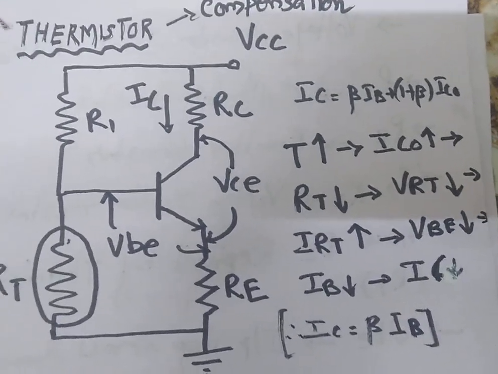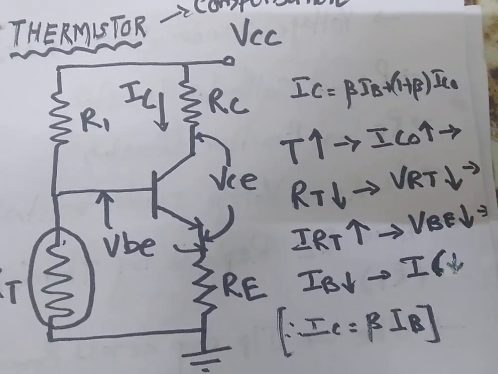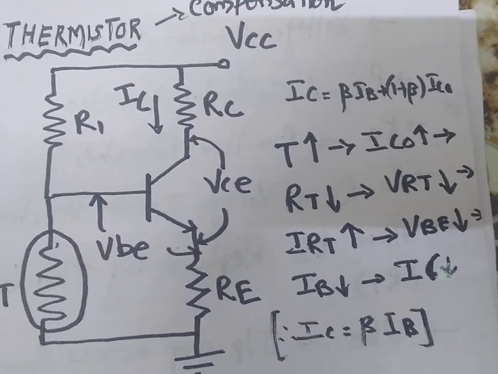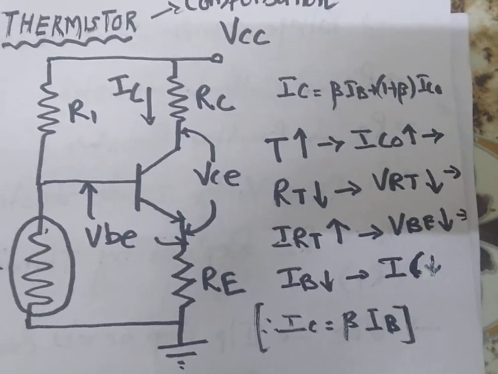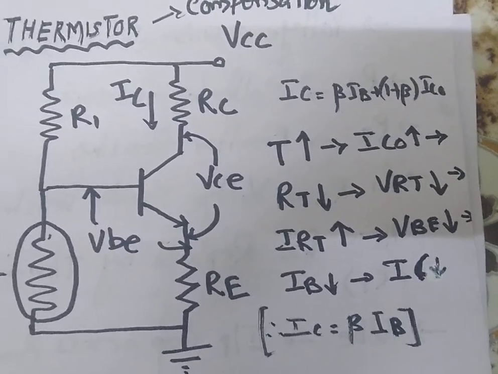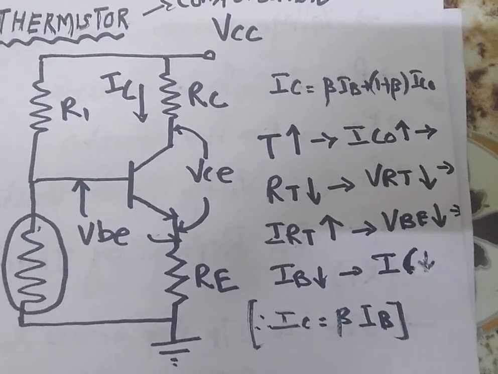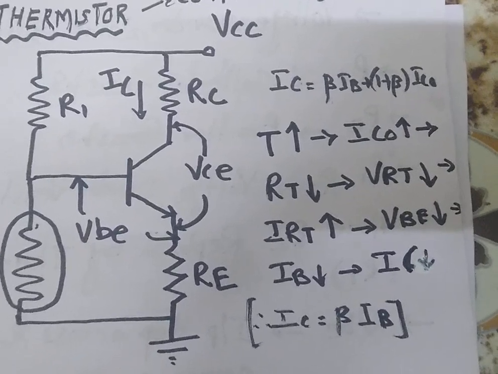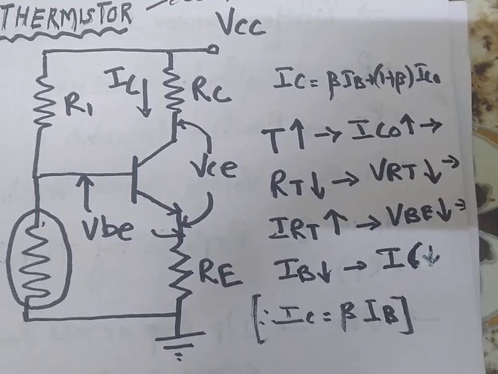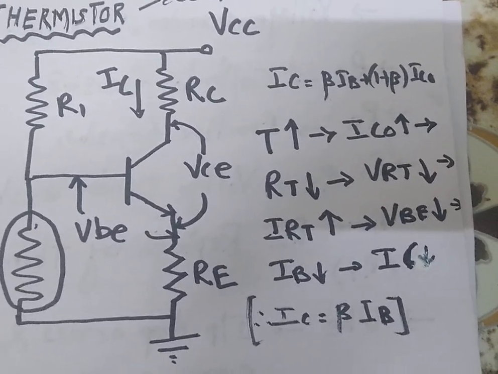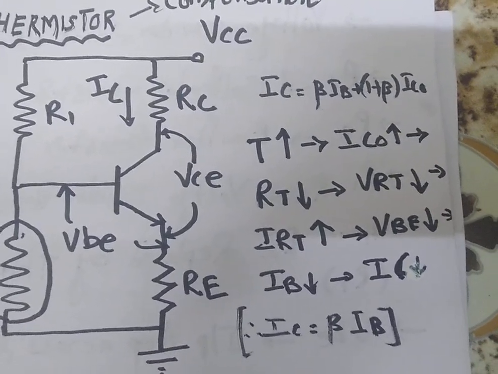Normally, a thermistor is a thermal resistor, which means the resistance of this thermistor depends upon the temperature. The thermistor is a negative temperature coefficient device. What is negative temperature coefficient? If there are two quantities and one is increasing and the other is also increasing, that is called a positive temperature coefficient. If one is increasing and the other is decreasing, that is the negative temperature coefficient. Our thermistor is a negative temperature coefficient device.